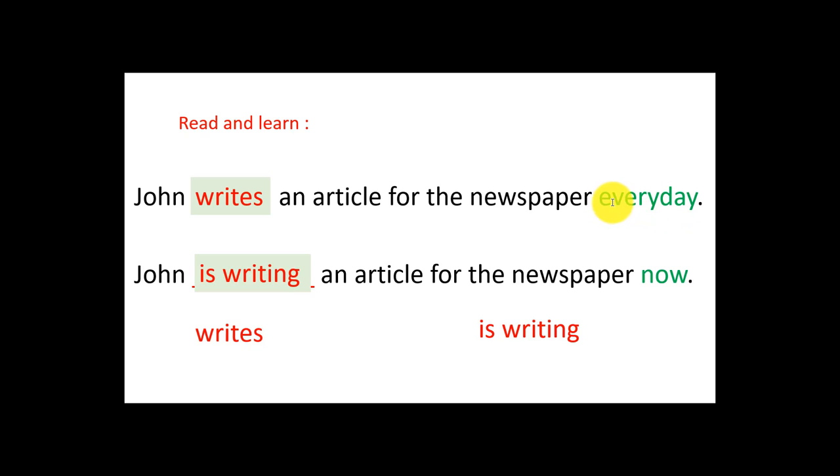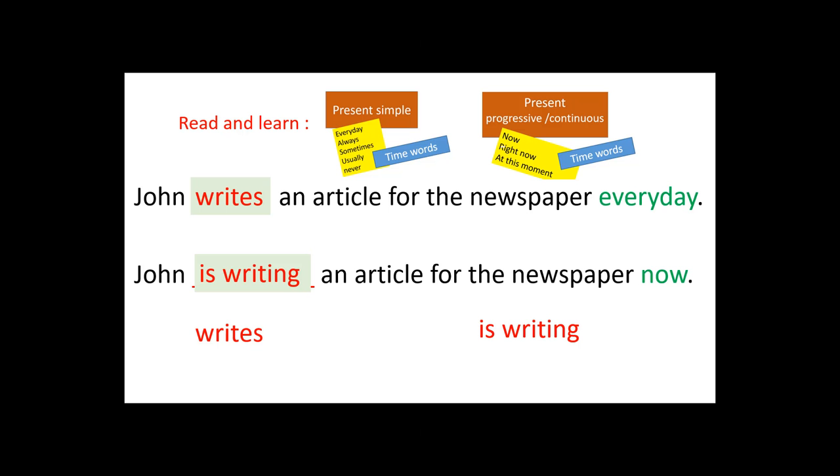When does John write the article for the newspaper? Here in this sentence, every day. And in the second sentence, when is he writing the article for the newspaper? It's now. So this is called a time word, and this is also called a time word. I will show you this. Just 1 minute. Okay. Look here, we have the time words.